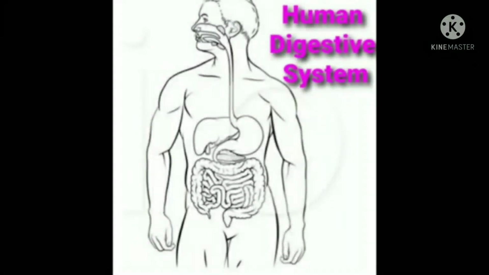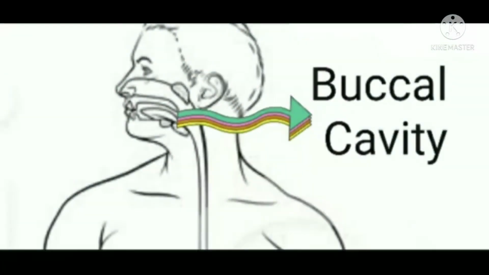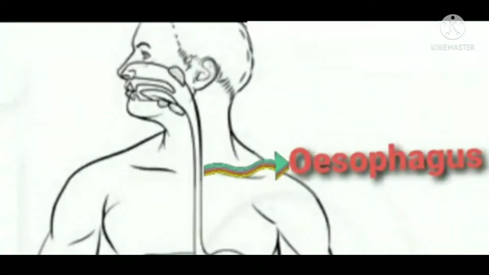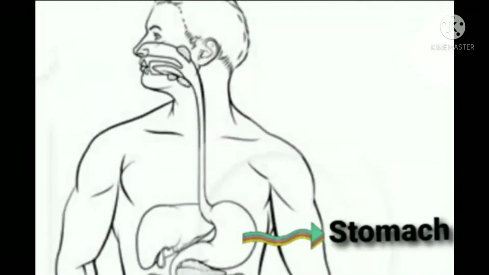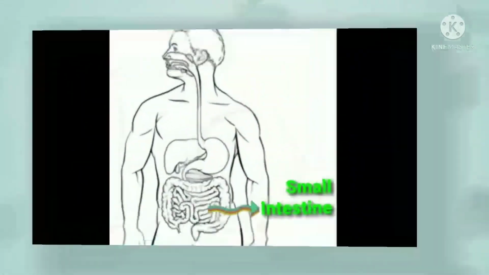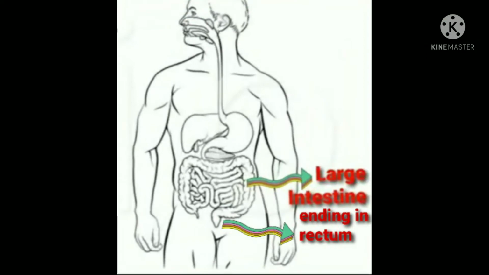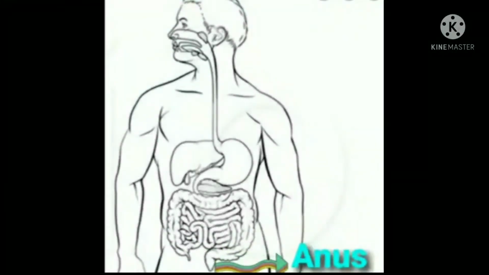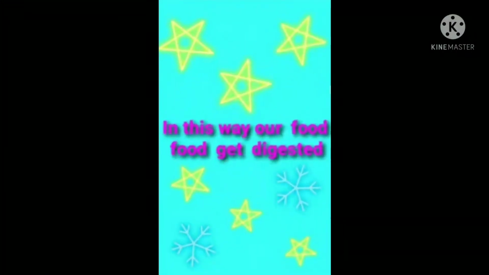In this video, we will discuss the human digestive system. It starts from the buccal cavity, then it goes to our esophagus. From our esophagus, it goes to our stomach. From our stomach, it goes to our small intestine. From our small intestine, it goes to our large intestine, ending in the rectum. From our large intestine, it goes to our anus. In this way, our food gets digested.